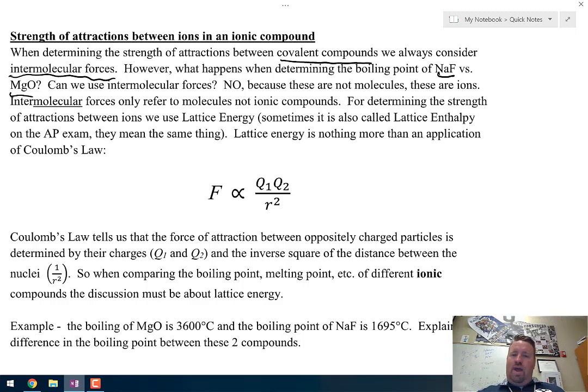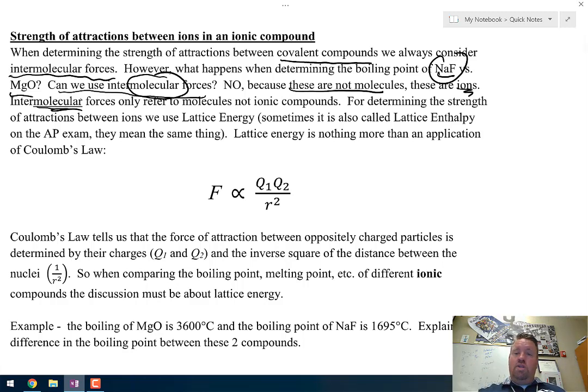Okay, so right away, because it's ionic, because of those lattice structures that ionic compounds form, those boiling points and melting points are always higher than covalent compounds. So can we use intermolecular forces? Well, again, they're not molecules. They're not molecules. These are ions. Intermolecular forces only refer to molecules, which again are nonmetals, not ionic compounds.